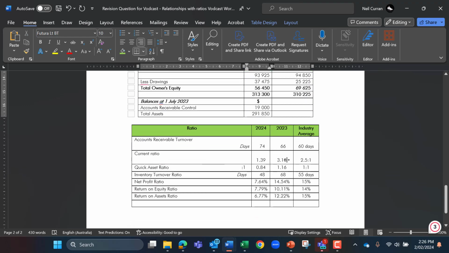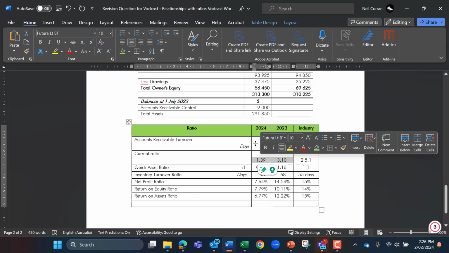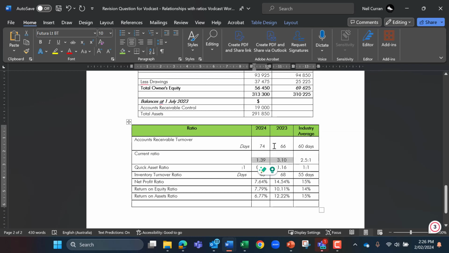And as you can see, they actually are. Now, our turnover ratio here for our accounts receivable has gone up from 66 to 74 days, which is bad for the business, which will have a negative effect on our cash flow statement. And you can see here our quick asset ratio has also decreased, which is not a good sign for the business as well.